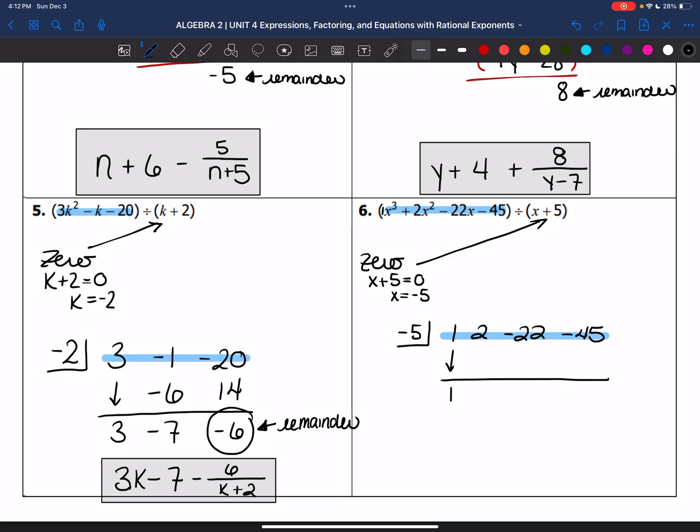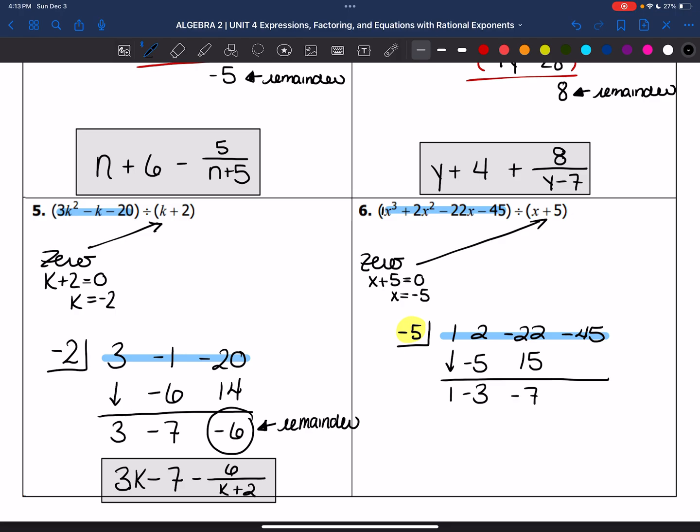Then we multiply. We take this value and multiply it with what we just brought down to figure out what goes in here. So -5 times 1 is a -5. Add in the column. That's going to give us a -3. And then multiply again. Negative and negative is going to make that a +15. And so -22 plus 15 is going to be a -7.